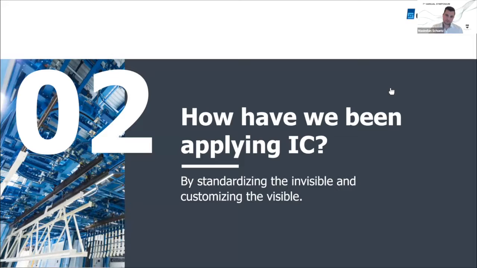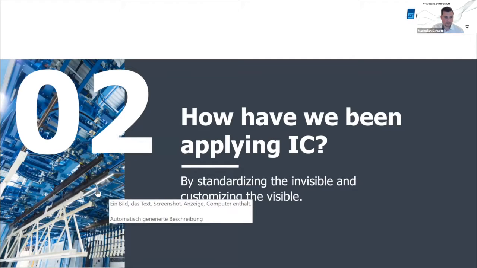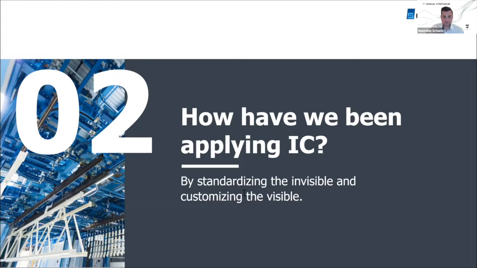So that's our motivation basically behind why we do IC. And in order to give you an insight into how we do it, you can already see a truss manufacturing plant in the background here. That's a fully automated one-piece flow, similar to automotive industries. We really standardized the invisible and customized the visible.